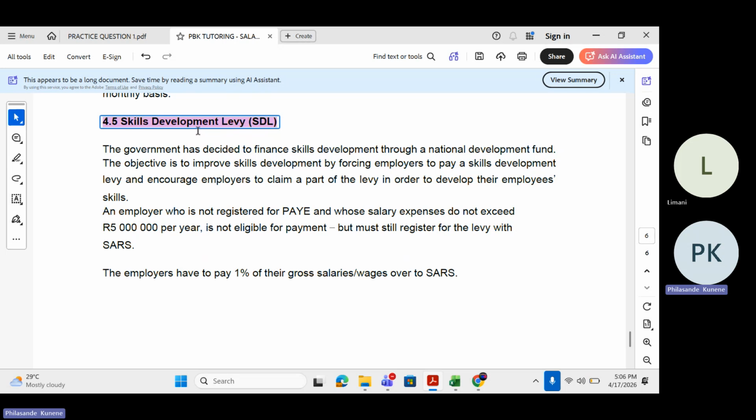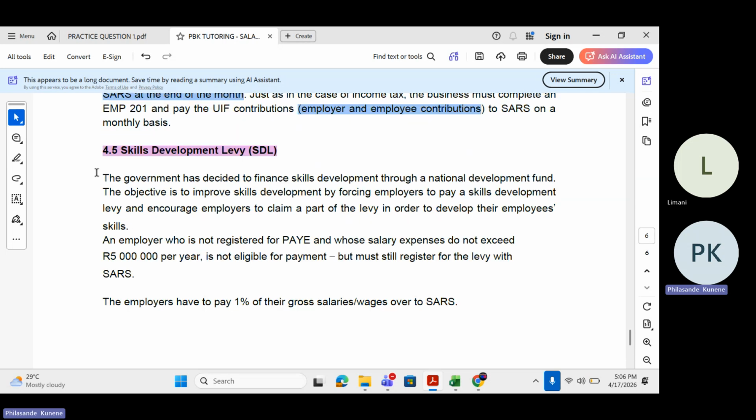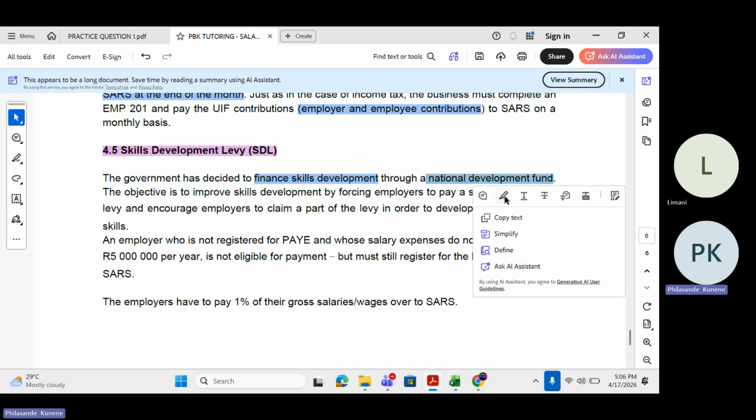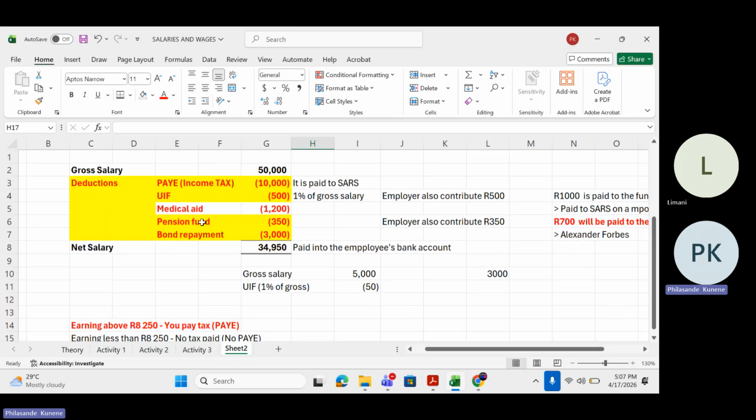Okay, then there's skills development levy. This is the last deduction that we're going to talk about. The government has decided to finance skills development through a national development fund, right? If you're having employees that are working for you, you must develop them as an employer. The objective is to improve skills development by forcing employers to pay skills development levy, right? This one is not a deduction from employees. That's why you're not going to see it here.